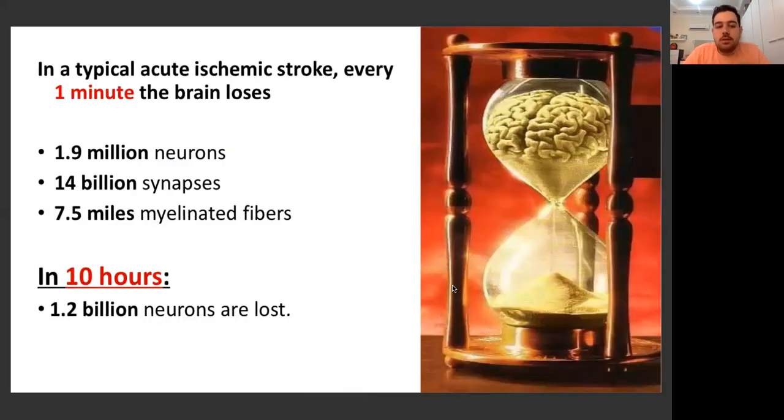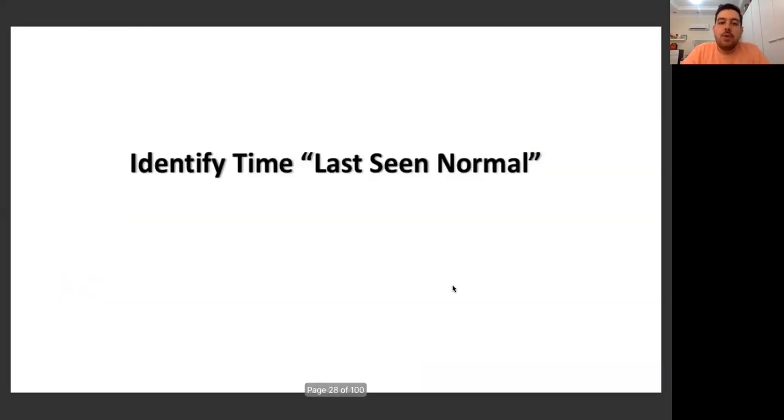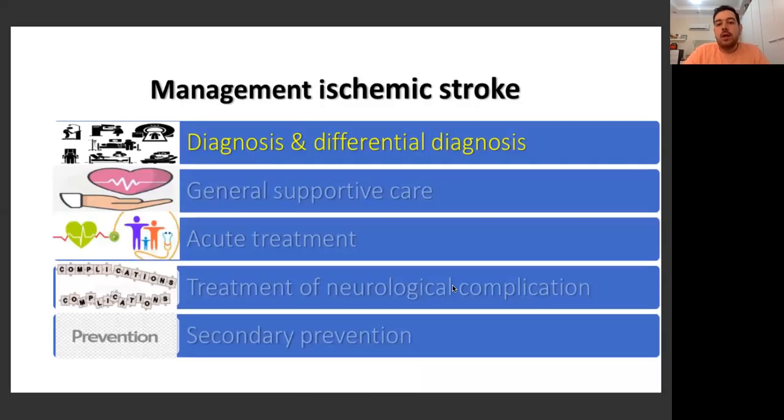Of course, this is just to tell you that with every minute that passes, you're losing millions and millions of neurons, and that's why time is muscle. Sorry, that's for the heart. Time is brain for the CNS. So after we diagnose, now, how do we diagnose a stroke patient?